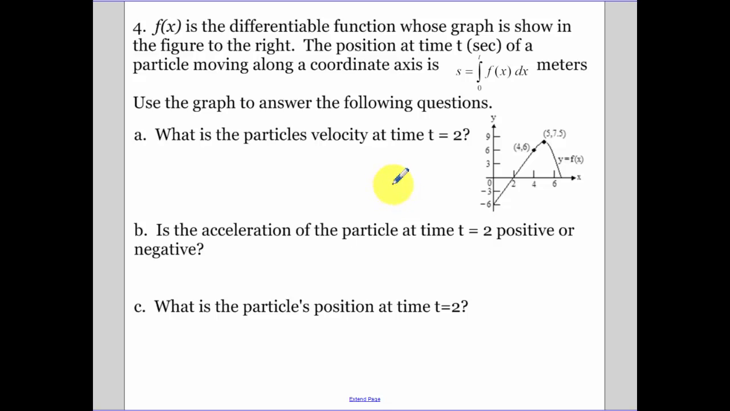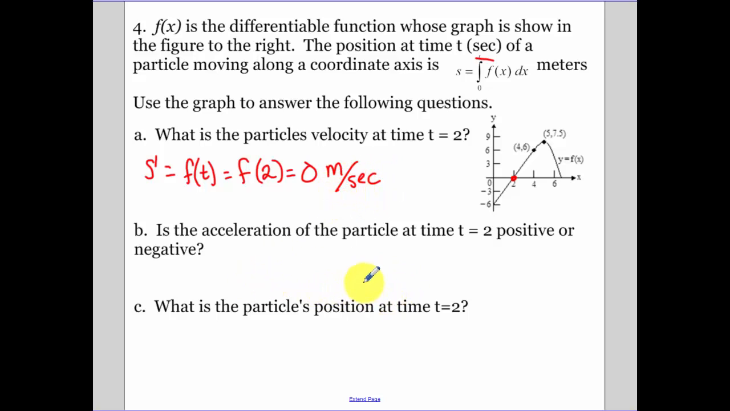Use the graph to answer the following questions. What is the particle's velocity at time t equals 0? So I'm looking for velocity, which is the derivative of position. What's the derivative of that function? Well, that's going to be f of t, no dt, because I've taken my derivative. The dt goes away. So I'm looking essentially for f of 2. F of 2 is 0 meters per second. Keep in mind, I've given you units, so make sure you're giving me units back.